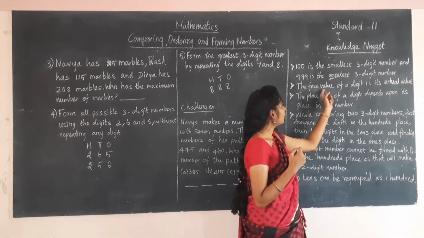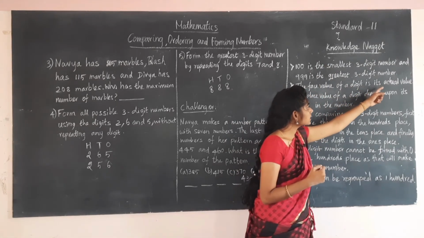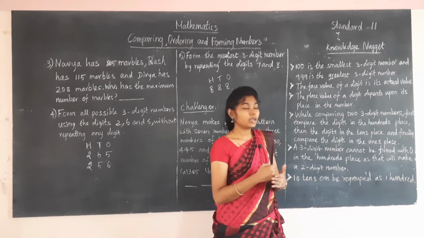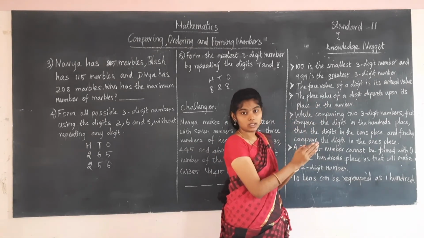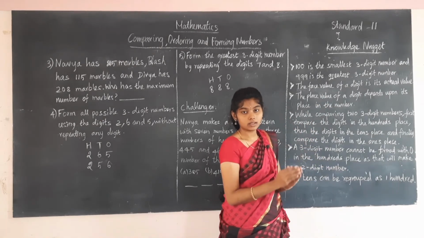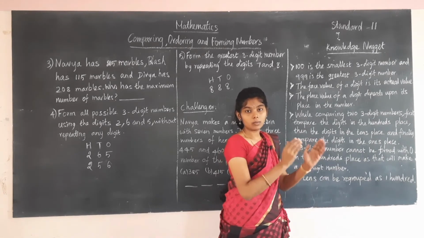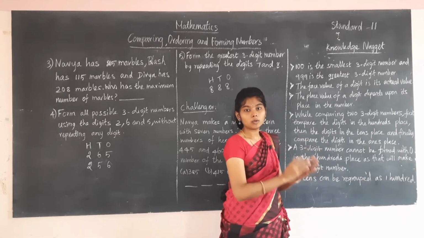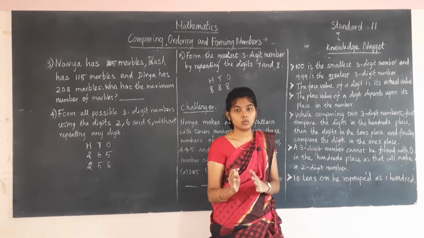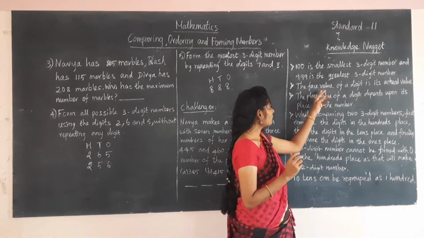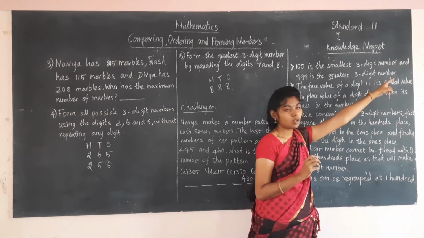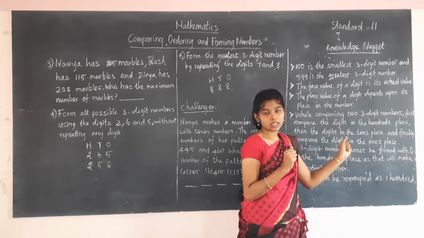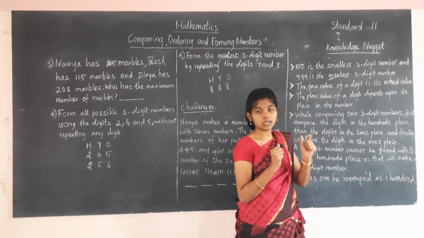Here the face value of a digit is its actual value. While seeing the face value, we saw that whatever digit is given in the number, that same digit is the face value. If 2 is given in the tens place, the face value of that 2 is 2. The face value of a digit is its actual value. The digit will be given in the question, and that digit is the answer. That is the face value.